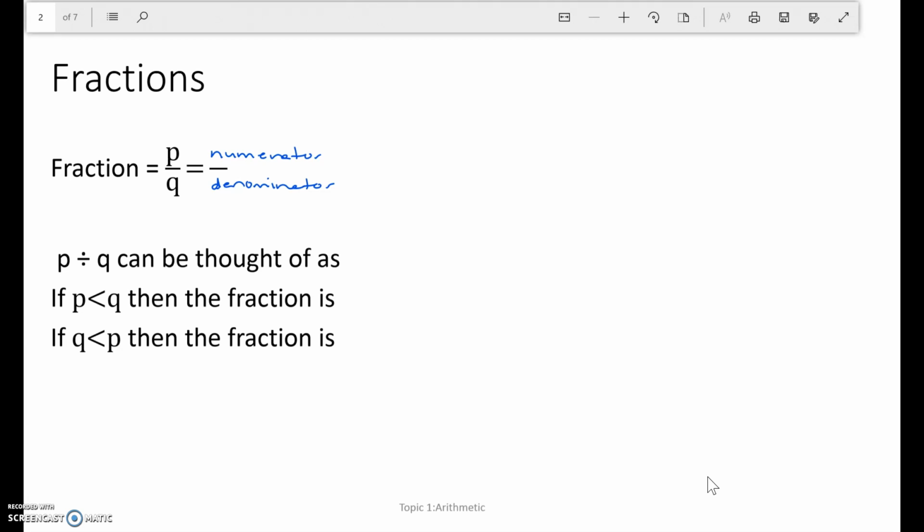P divided by Q can be thought of as how many Q's are there in P. So if you turn it into a question, you're not going to get it wrong. For example, if you're doing 4 over a half, you're not going to say that's 2, because if you think of that as a question, how many halves are there in 4? Think of it as pizzas. How many half pizzas are there in 4 pizzas? The answer is 8. So if you think of it as a question, then you won't go wrong.